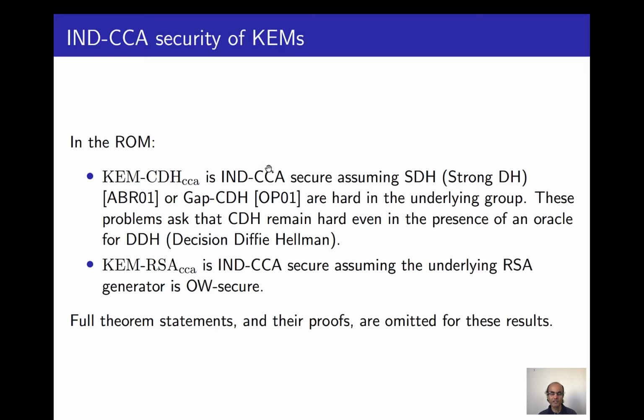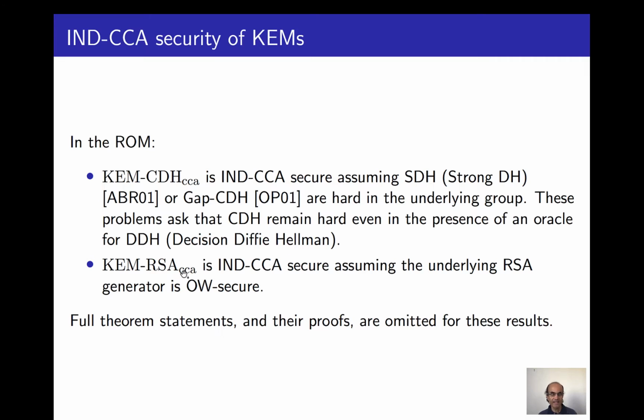However, while the CPA version depended on the assumption that the computational Diffie-Hellman problem was hard in the group, this needs stronger algebraic assumptions, namely what's called the strong Diffie-Hellman problem, or closely related the gap CDH problem. These problems ask that computational Diffie-Hellman remains hard even if your adversary attacking it has an oracle for the decision Diffie-Hellman problem, meaning it can go to the oracle with 2 things of the form g to the a, g to the b, and a guess as to g to the ab, and the oracle will tell it whether it's right or not.